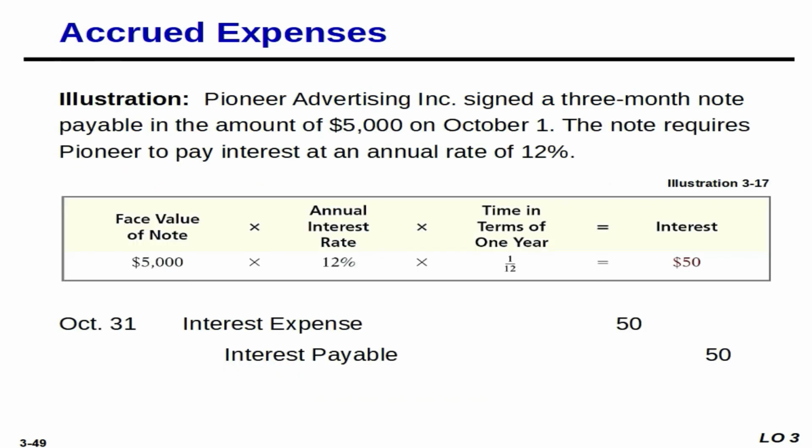So let's take a look at an example that we haven't talked too much about, but hopefully this can be simple. Pioneer Inc. signed a 3 months note payable in the amount of $5,000 on October 1st. The note requires Pioneer to pay interest at an annual rate of 12%. So this is a short-term liability, and it's a notes payable. It's just like an accounts payable, except you actually sign it. It's like an IOU. I promise to pay you this 5,000 plus an annual interest rate of 12%.